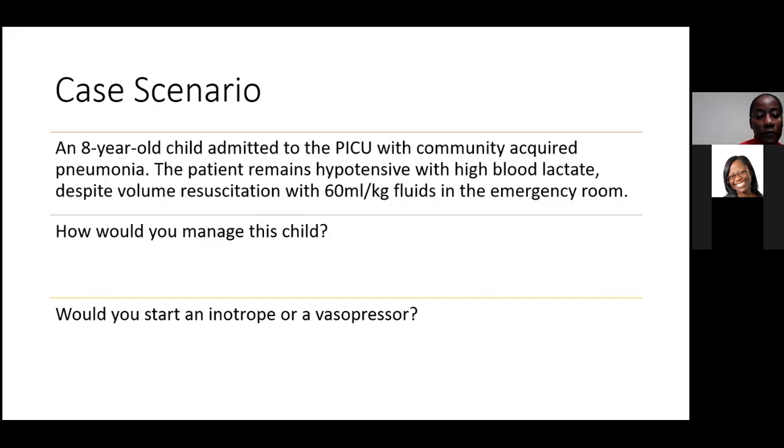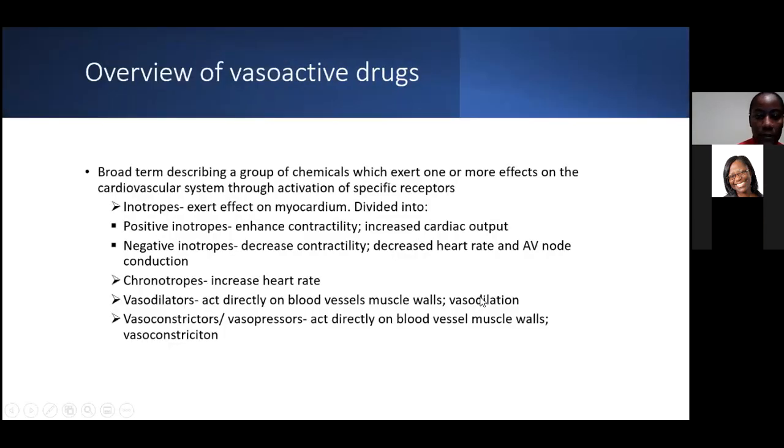So just as an overview, vasoactive drugs is a broad term that describes a group of chemicals which exert one or more effects on the cardiovascular system through activation of specific receptors. They are divided into inotropes, which exert effect on your myocardium and can be positive or negative. Positive inotropes enhance contractility, thereby increasing cardiac output, while negative inotropes do the exact opposite. Then you have chronotropes, which increase your heart rate.